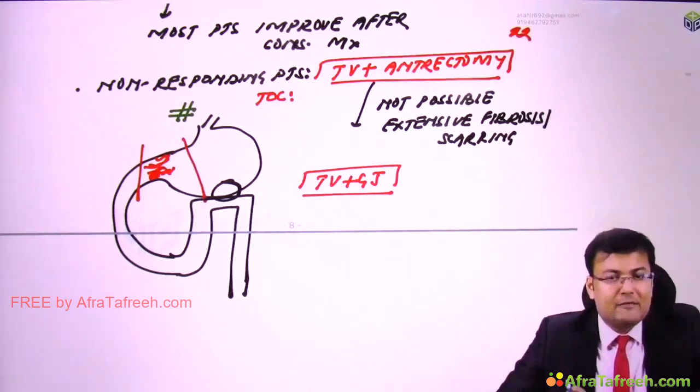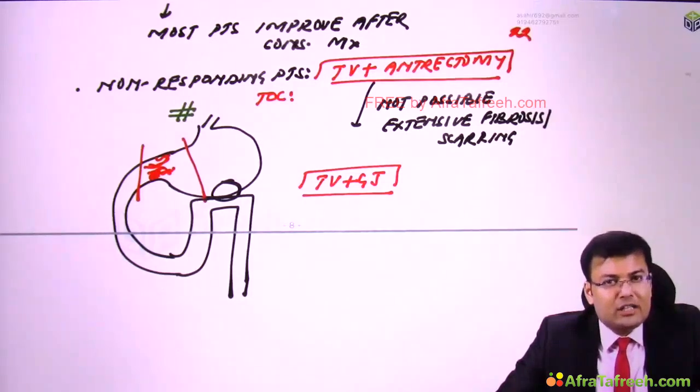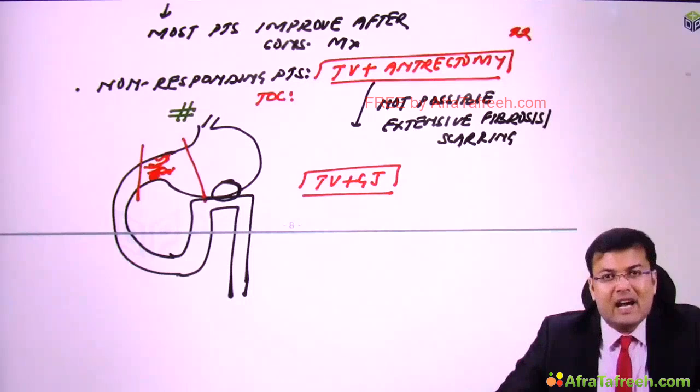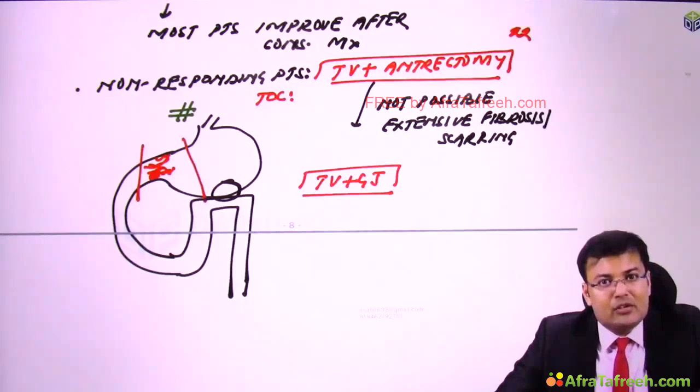Two questions are asked. First, what's the treatment of choice in gastric outlet obstruction caused by peptic ulcer? Is it truncal vagotomy plus antrectomy? And if antrectomy is not possible because of excessive fibrosis or scarring, in that case the treatment of choice is truncal vagotomy plus gastrojejunostomy.